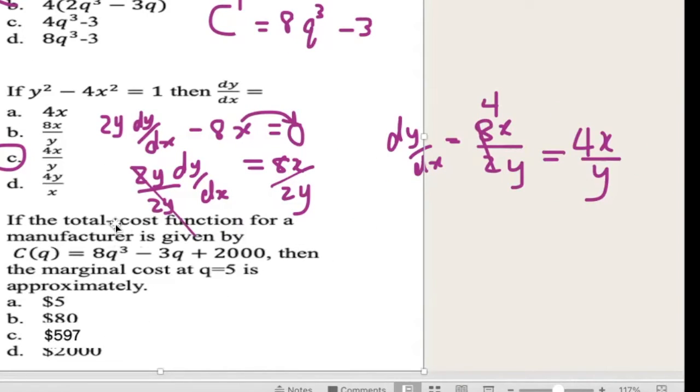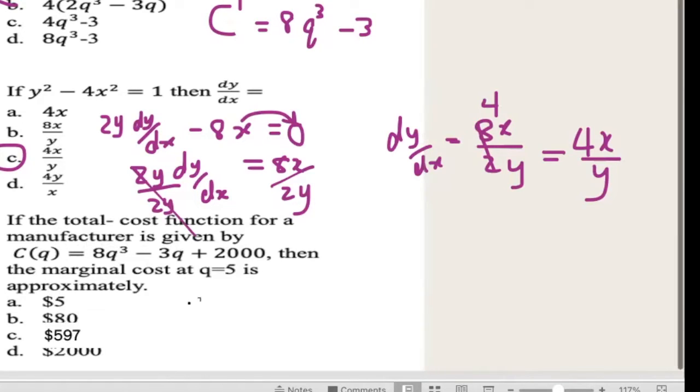Okay, so for this one, if the total cost function for manufacture is given by this, we need to find the marginal cost at Q, which is approximately which of the following. So we have to find C prime, which is the marginal cost.